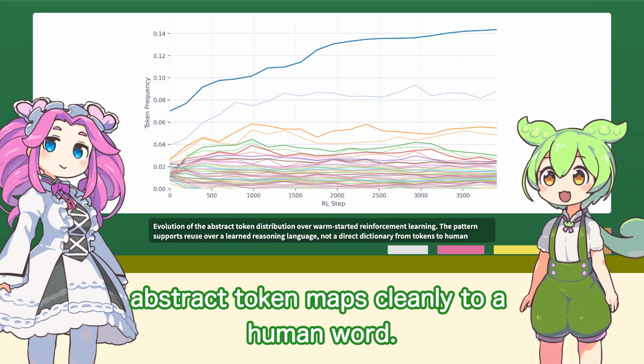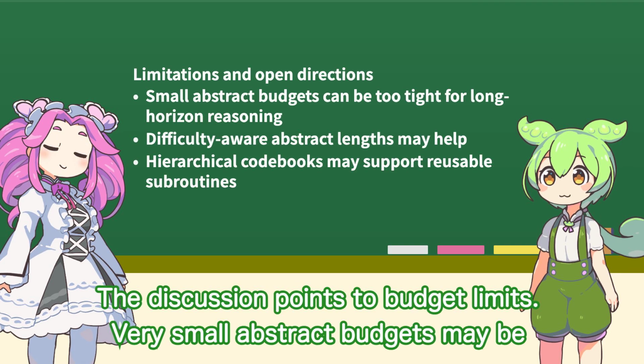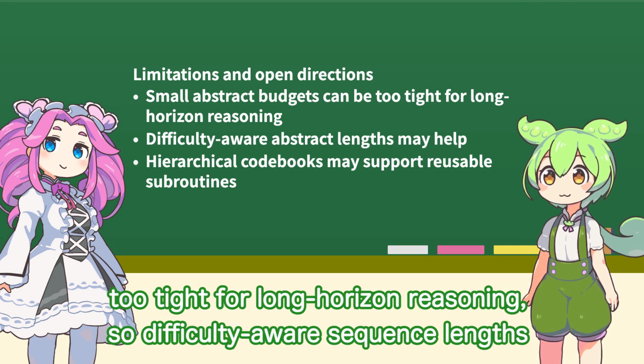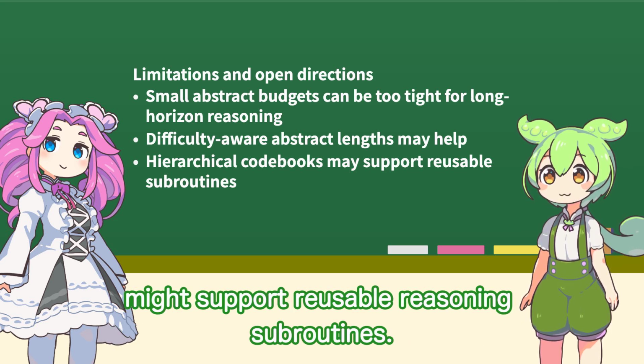What are the main limitations or open directions? The discussion points to budget limits. Very small abstract budgets may be too tight for long horizon reasoning, so difficulty-aware sequence lengths could be useful. The authors also suggest that hierarchical codebooks might support reusable reasoning subroutines.